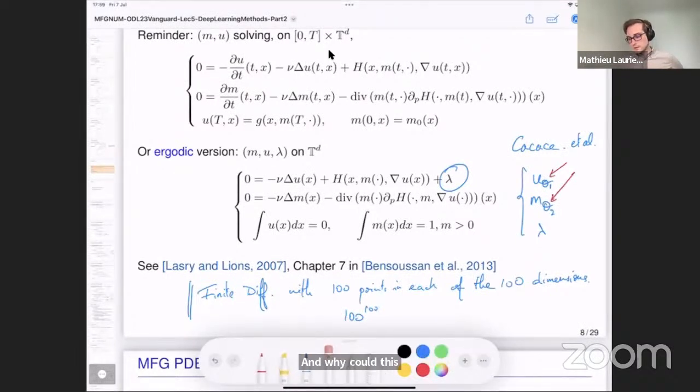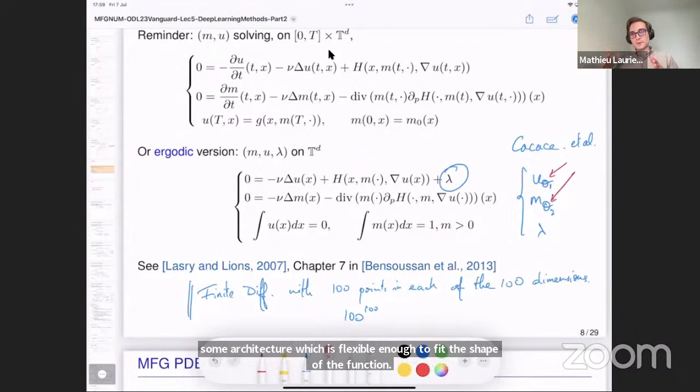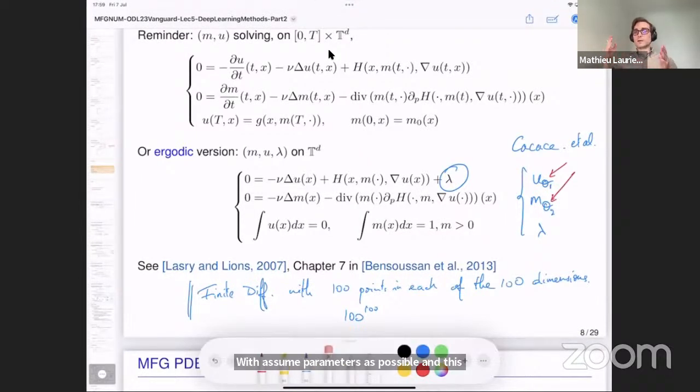Well, you can imagine that maybe if the solution is quite smooth, actually you don't need so many parameters to describe it. But it's just that you don't know the shape in advance, right? So you need some flexibility. You need some architecture which is flexible enough to fit the shape of the function with as few parameters as possible. And this could work even in high dimension, because your function is some kind of surface in a very high dimension. But if the surface is pretty smooth, you don't need to know the value at every point one by one somehow. You just need a small number of parameters to describe it.